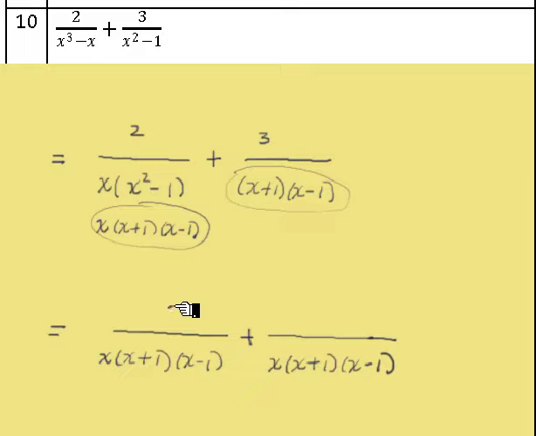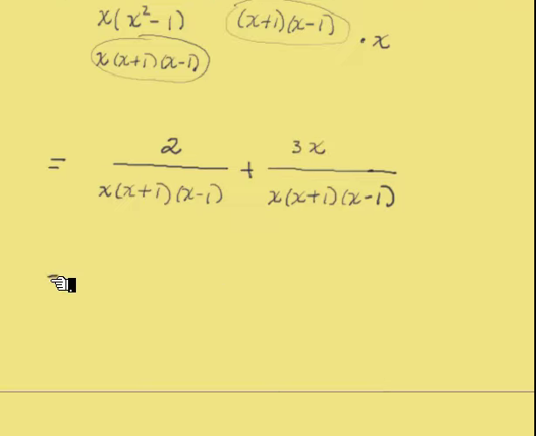So the first fraction isn't changing. The second fraction, we just are multiplying numerator and denominator by x. And we'll add those. 2 plus 3x over the denominator. Leave the denominator factored.